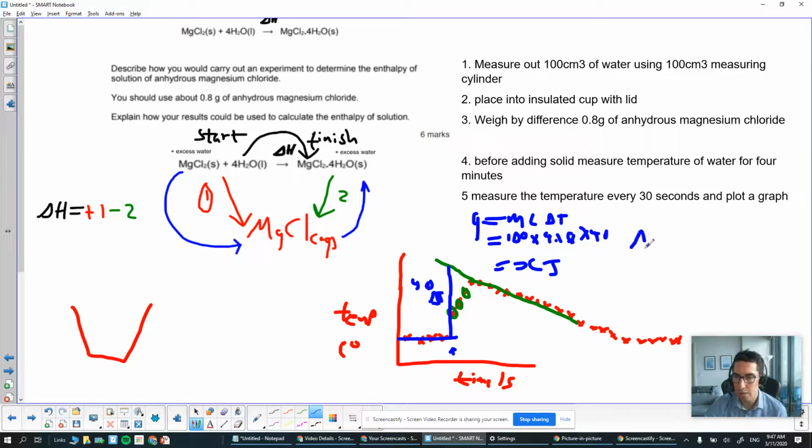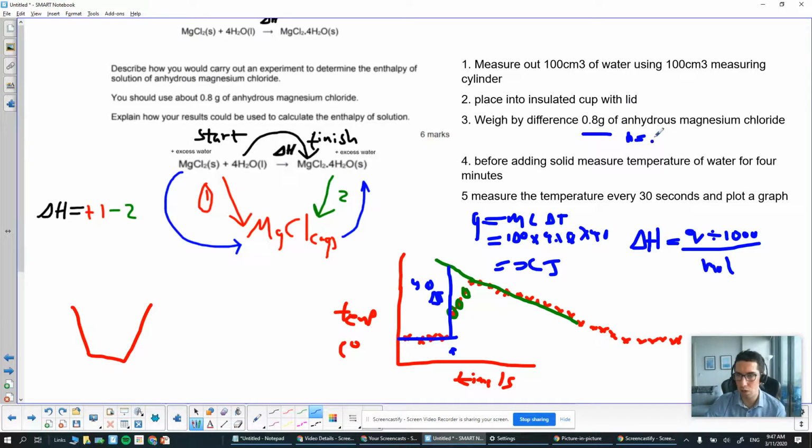Okay, we can then take that over to this equation, delta H equals Q over moles, but this time Q has to be in kilojoules. So to convert that into kilojoules, we can just simply divide by 1,000. We could do it before we put it in the equation, and we divide it by moles. Now this is the moles of our limiting factor, which is this 0.8 grams of magnesium chloride. So work out the moles of that.